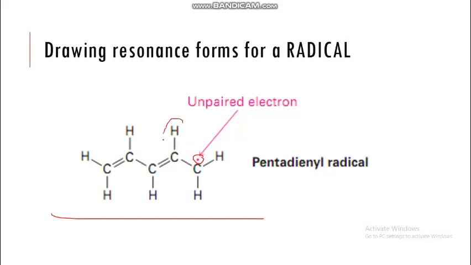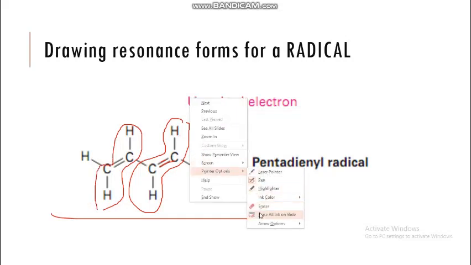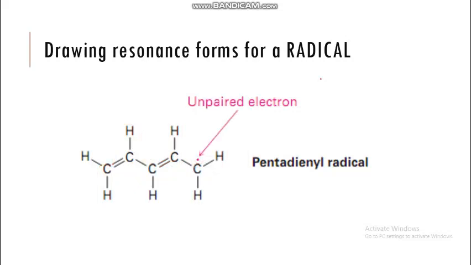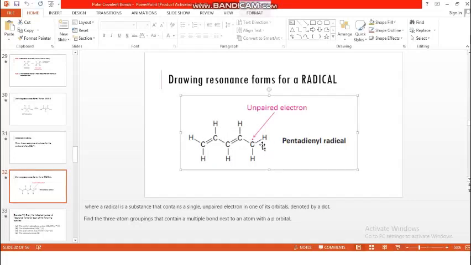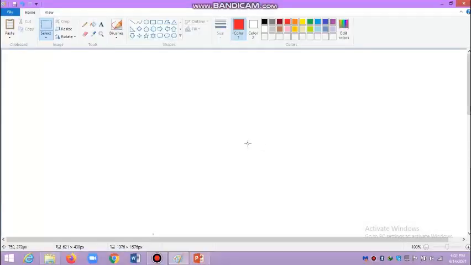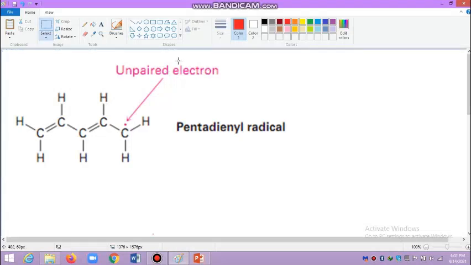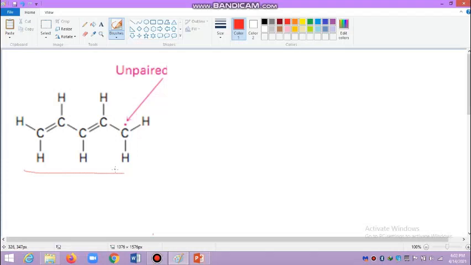So this one is a three atom grouping that has a p orbital because we have a double bond here, and also this one. So let's have its radical form. So this one is already a resonance form for that radical.